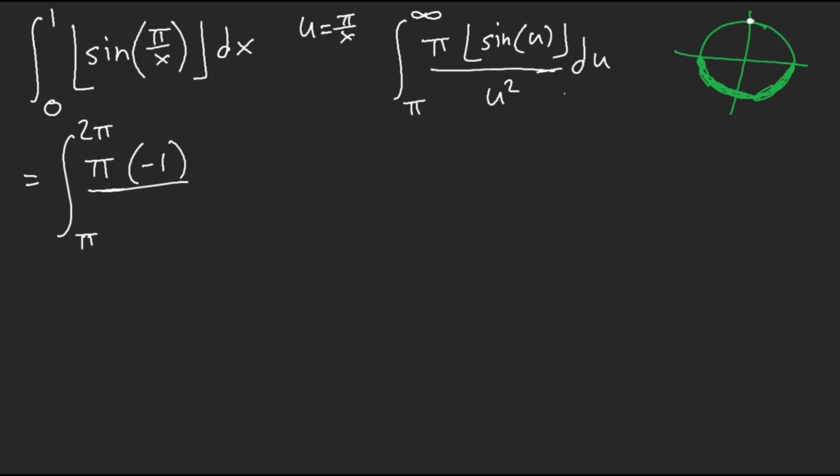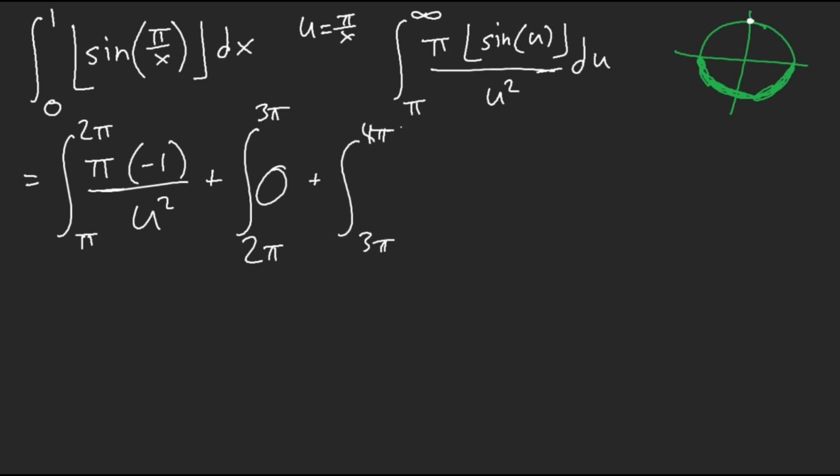Okay, so with that out of the way, -1 from pi to 2 pi. From pi to 2 pi, it's always going to be -1. Then from 2 pi to 3 pi, it's going to equal 0, because it's less than 1, so this whole thing is 0. And from 3 pi to 4 pi, it's the same thing, -1. So it's going to be alternating -1, 0, -1, 0, etc.